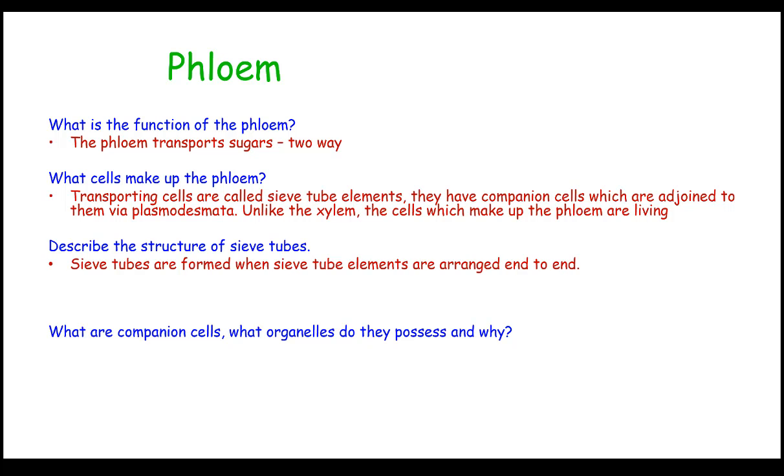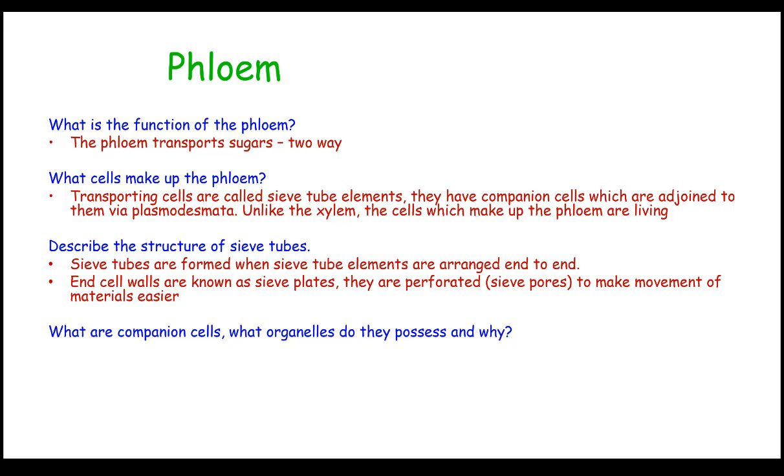And then the structure of the sieve tubes. Sieve tubes are formed when sieve tube elements are arranged end to end. End cell walls are also known as sieve plates. They are perforated, and those are called sieve pores, to make the movement of materials easier.